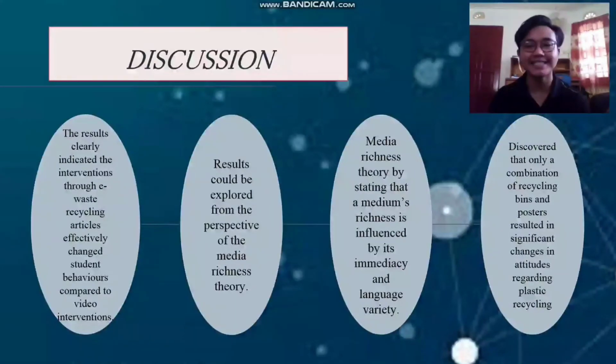And last but not least, the study discovered that only a combination of recycling bins and posters resulted in significant changes in attitudes regarding plastic recycling. Bins could have greater visual impact as students could literally witness the recycling process, while the poster format provides detail and text for encouraging environmental behavior among students. This study contributes to the literature on how interventions shape an individual's recycling attitude by extending interventions to the communication medium.